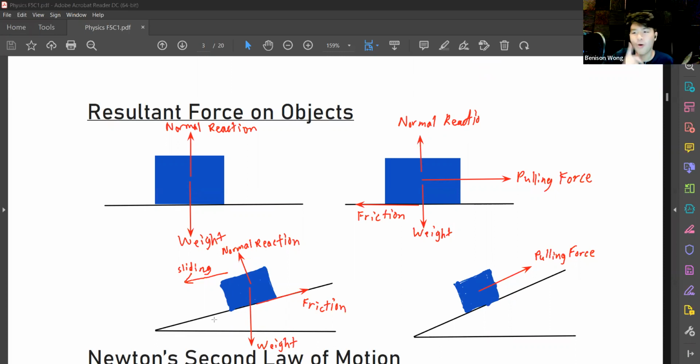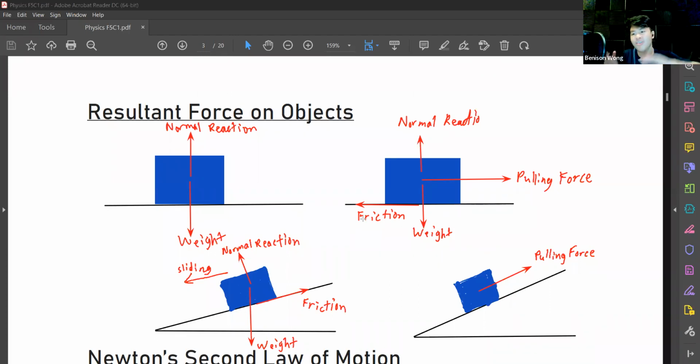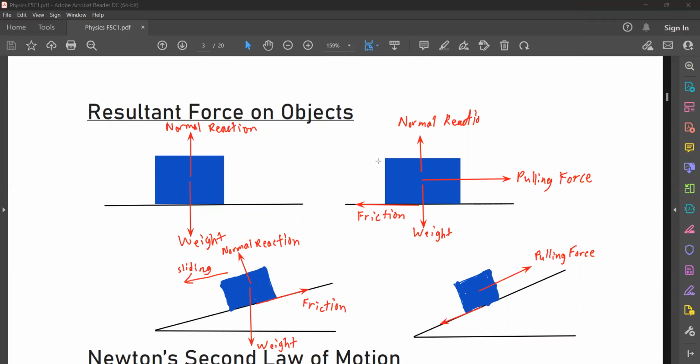No, friction will always be in the opposite direction of the motion, right? You learned that in primary school, right? Friction will always be in the opposite direction of the motion of the object. So friction will be here, in the opposite direction. You pull upwards, friction goes down. This will be your friction.